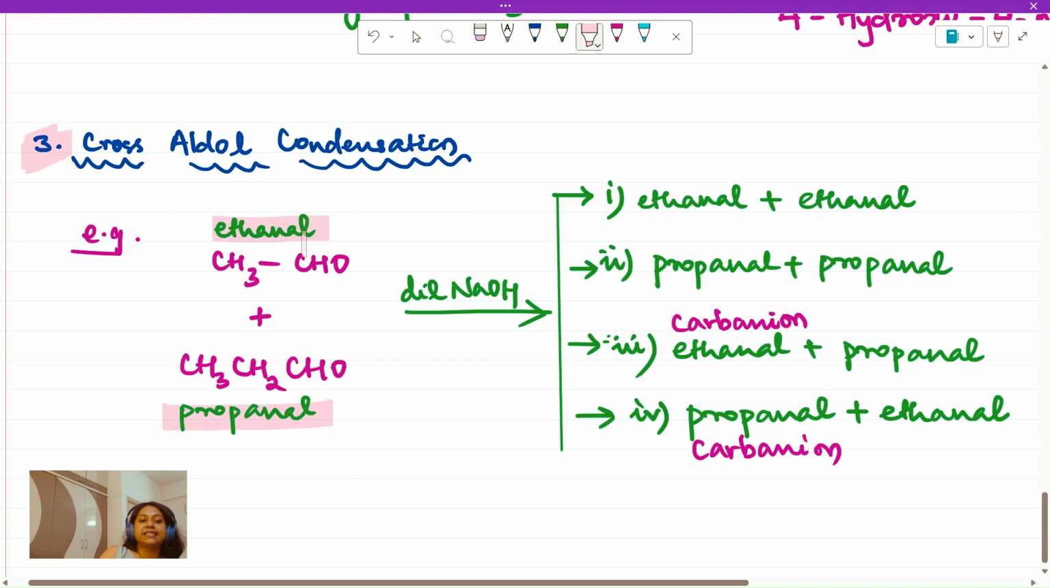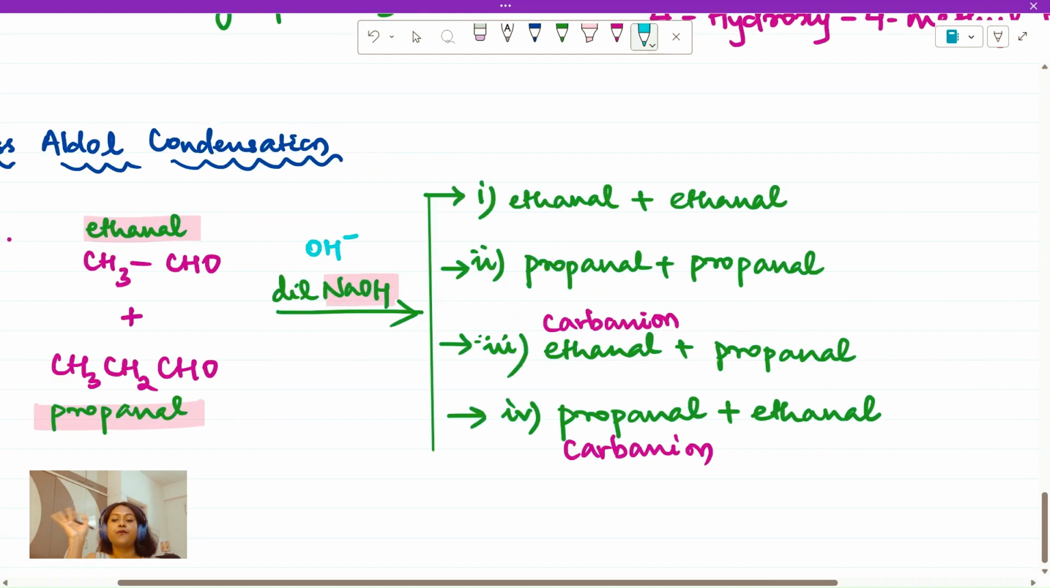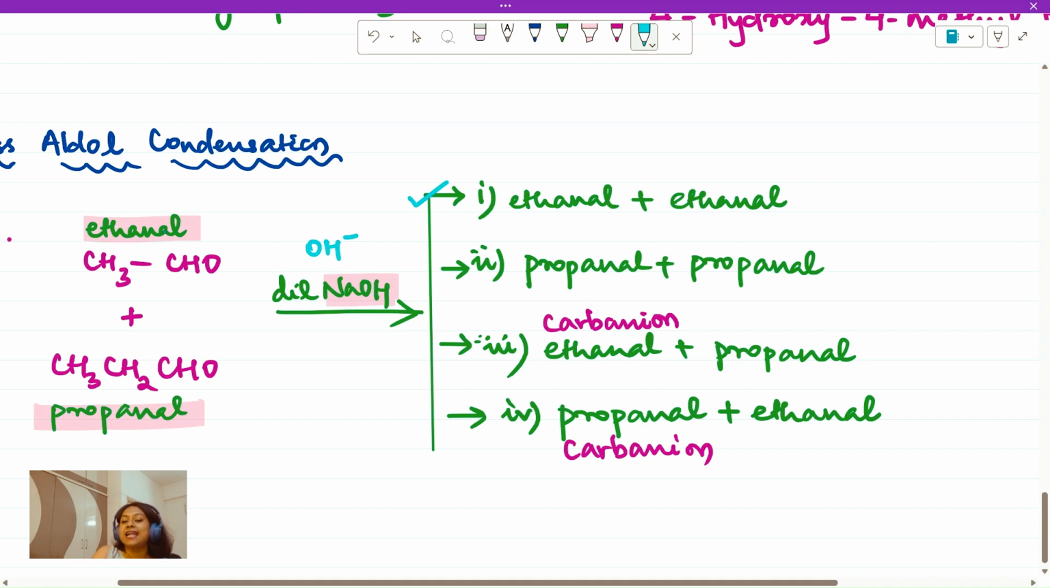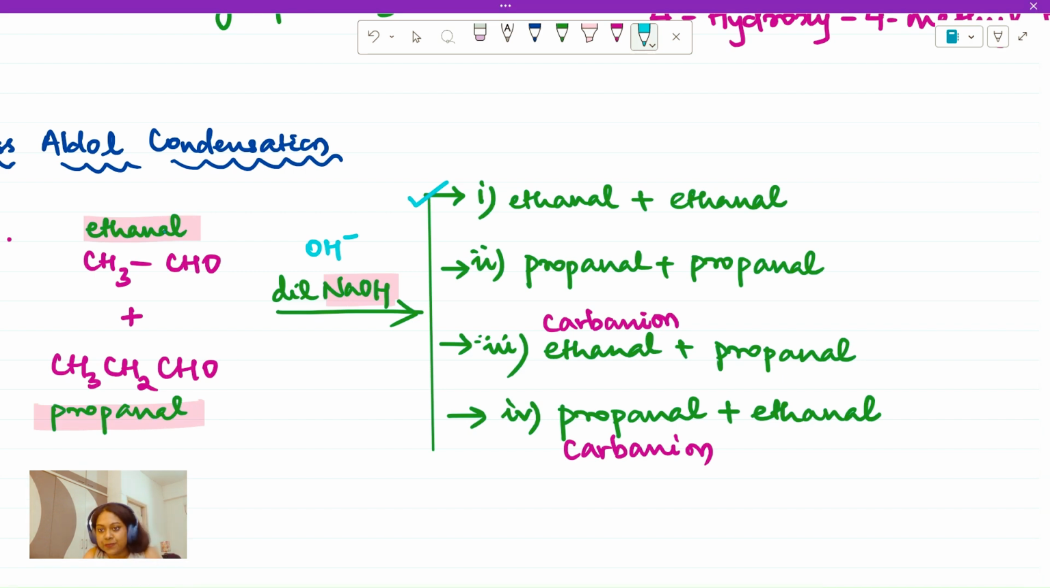So let's say we have ethanal and propanal, two aldehydes, but different aldehydes. And we take dilute NaOH because we need a base. And dilute NaOH से क्या base निकलता है? OH minus, right? Hydroxide ion. Now, this will give us four different products. What are these four different products? One product, the first product would be when one of the molecules, let's say ethanal, reacts with another molecule of ethanal and forms an aldol condensation product.